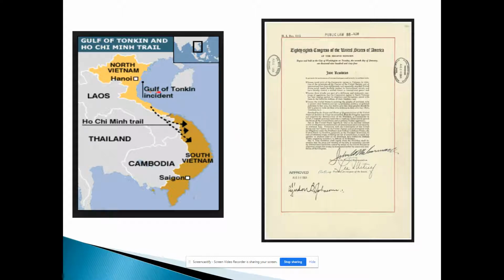Allegedly, American ships were being shot at. The president, protecting the military, will order airstrikes on North Vietnam, and the Vietnam War starts. That's basically it. There never was a declaration of war for Vietnam. Remember that. It was the Gulf of Tonkin Resolution.